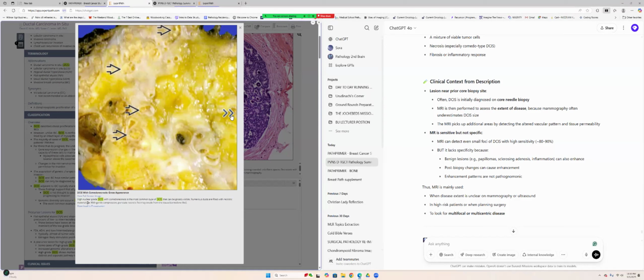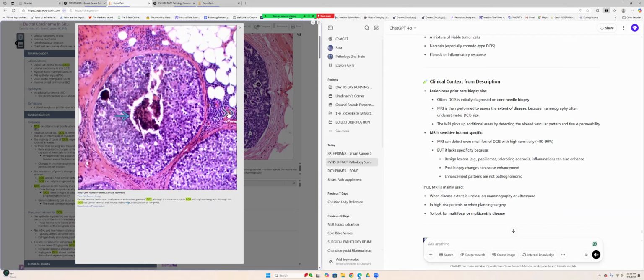This is the gross appearance of DCIS with comedonal necrosis. Numerous ducts are filled with necrotic material. With gentle compression, punctate necrotic foci may exude from the tissue. This is comedone-like. DCIS with central comedonal necrosis.